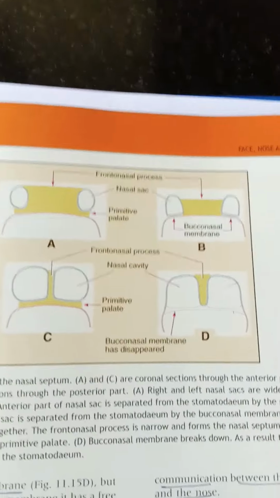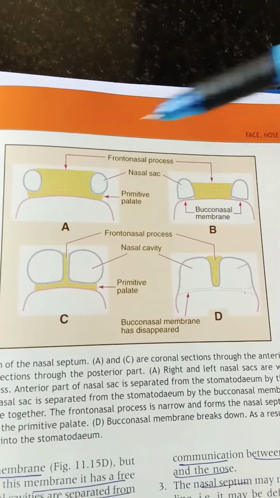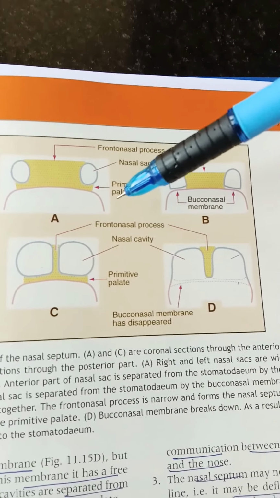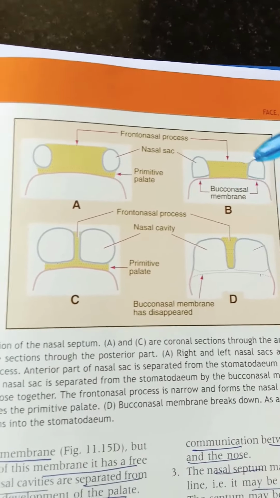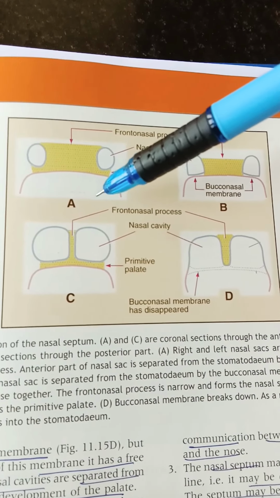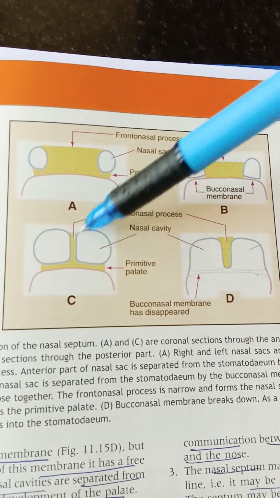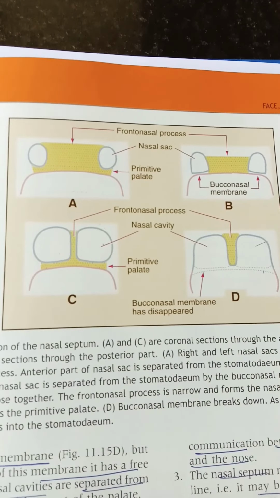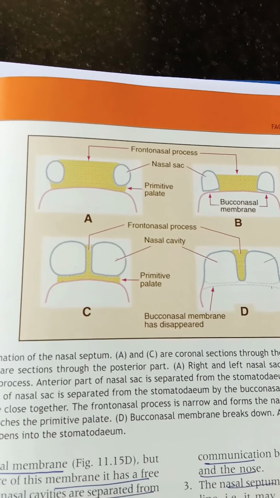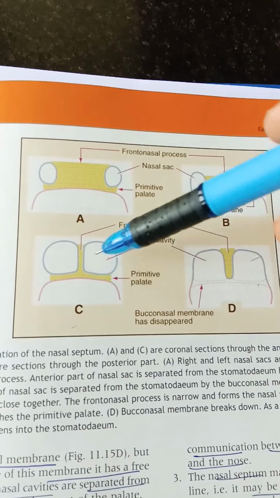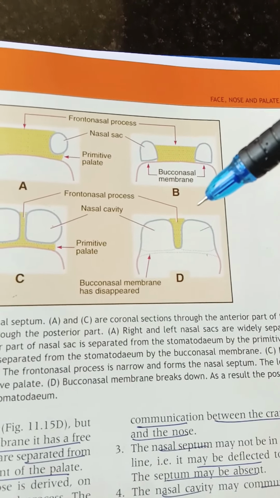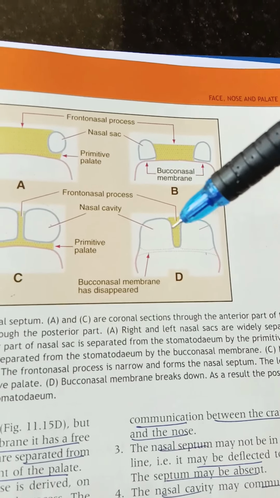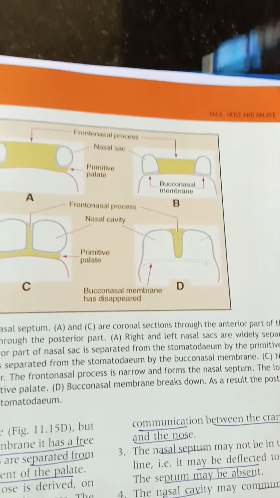And now here you can see this is the frontal view, and that was the lateral view. So in the frontal view you can see this is the frontonasal process. Here are the nasal sacs, this is the primitive palate, and here's the bucco-nasal membrane. And now you can see the frontonasal process is getting together, and the external nares are getting together, so the nasal cavity is also bigger, and the primitive palate is now separating them from the oral cavity. So this is how the bucco-nasal membrane disappears, and the frontonasal process forms like this, and it's a nasal cavity.